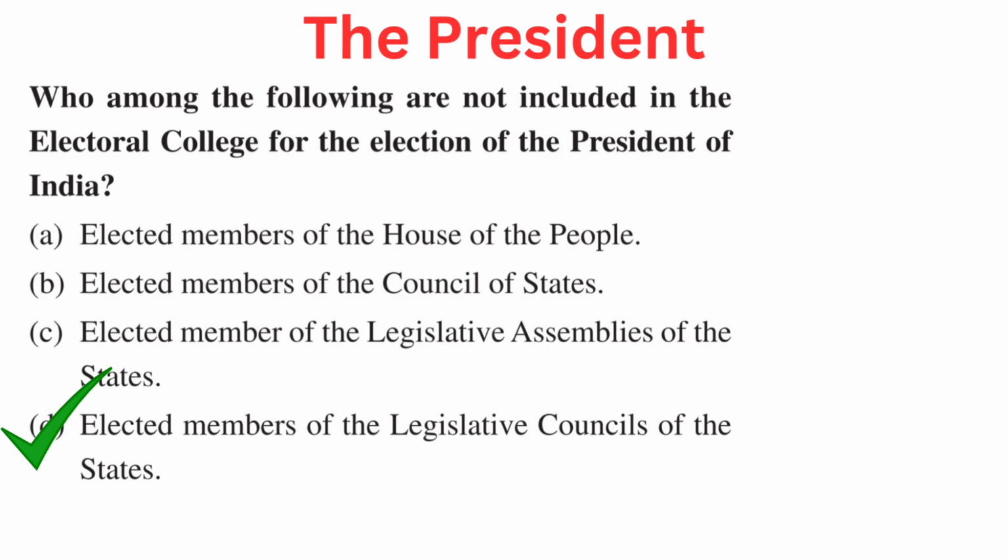Your question is, who among the following are not included in the Electoral College for the election of the President of India? Your options are A. Elected members of the House of the People, B. Elected members of the Council of States, C. Elected member of the Legislative Assemblies of the States, or D. Elected members of the Legislative Councils of the States. Right answer is D. Elected members of the Legislative Councils of the States.